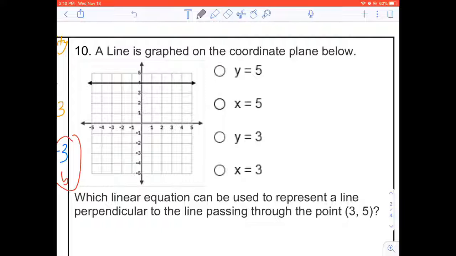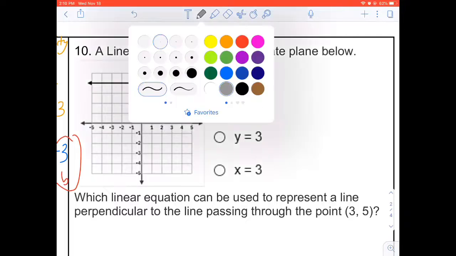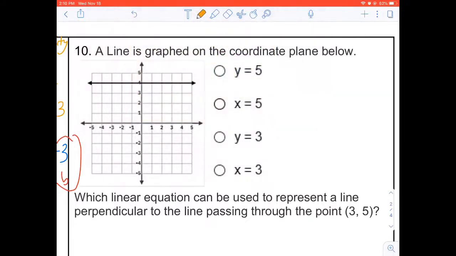Schoology number 10. A line is graphed on the coordinate plane below. Which linear equation can be used to represent a line perpendicular to the line passing through the point (3, 5)? So the very first thing that I'm going to do is graph the point (3, 5). In a point we go x, y, so that means sideways 3 and up 5. So we want it to go through this dot right here.